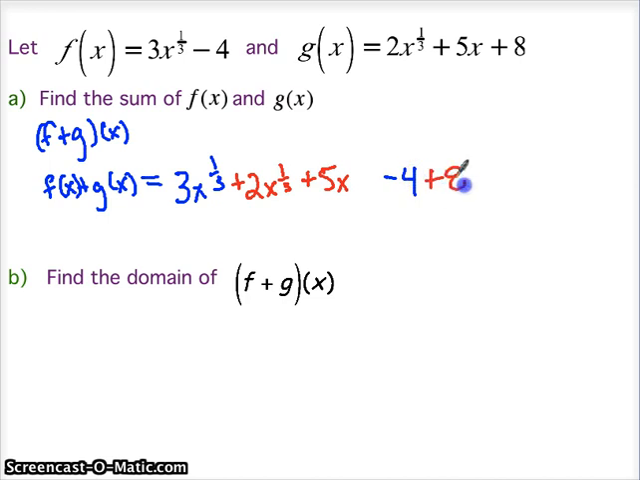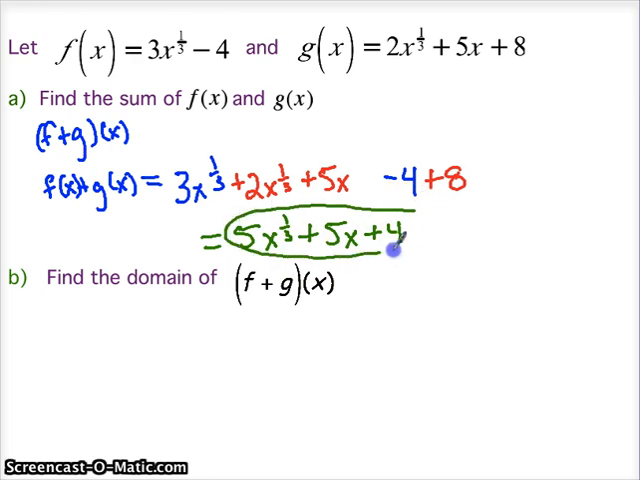and an 8. So let's add our like terms together. 3x to the 1/3 plus 2x to the 1/3 makes 5x to the 1/3, or 5 the third root of x. We've also got a term with just an x in it, so plus 5x, and negative 4 plus 8 gives us a plus 4 at the end. So that would be our function.